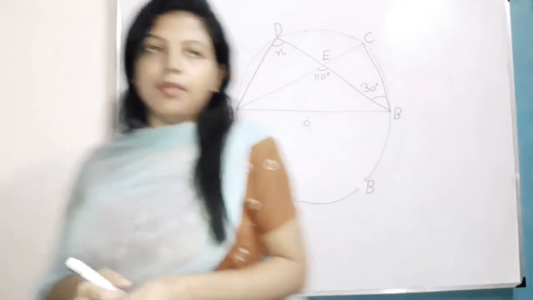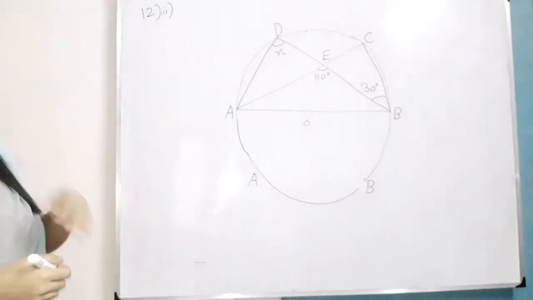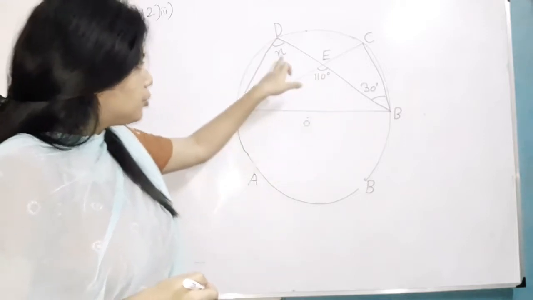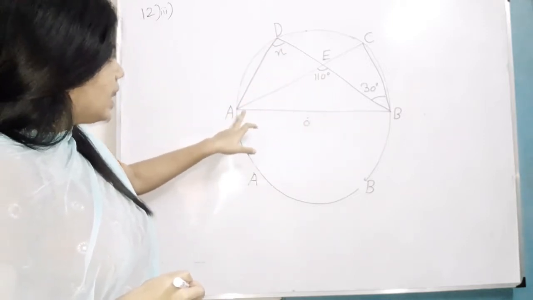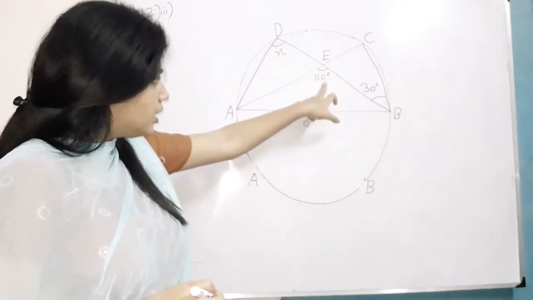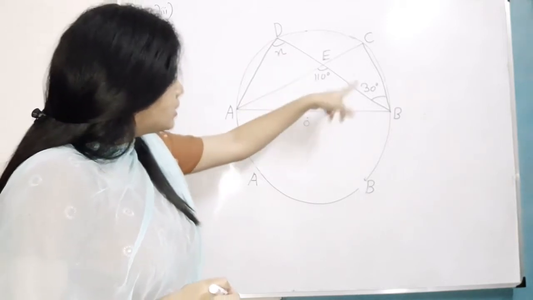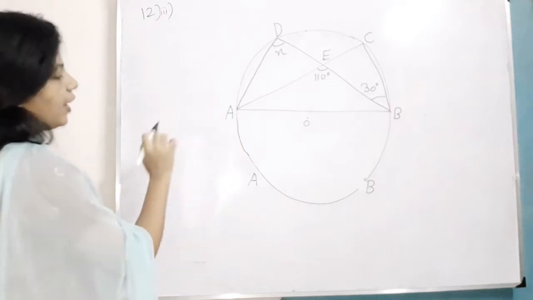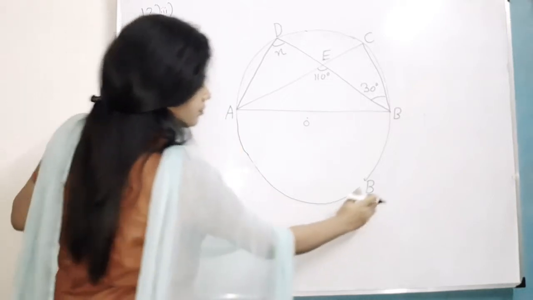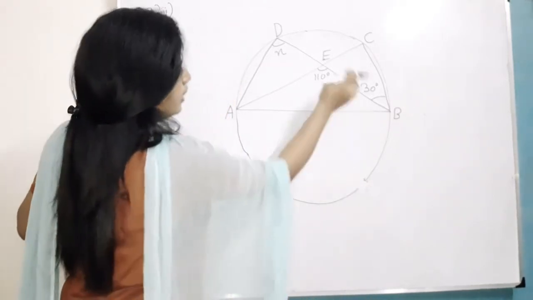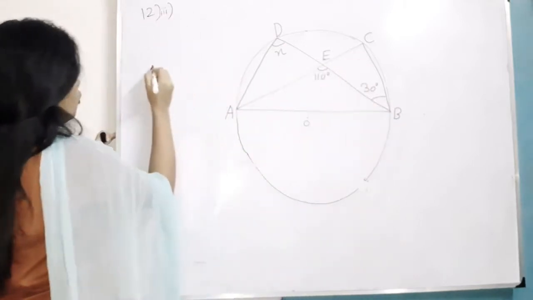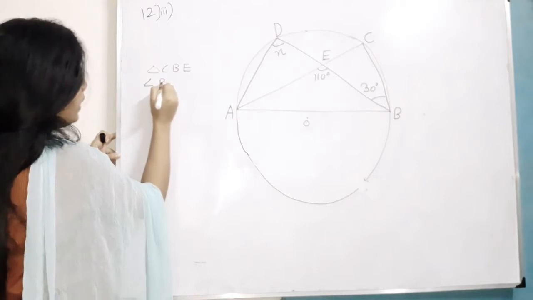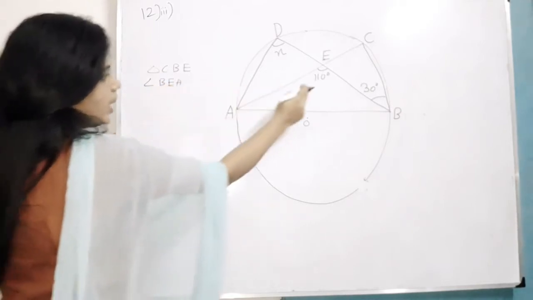Now this one is sum number 3. Angle ADB we have to find. It is given that angle AEB equals 110 degrees, angle CBE equals 30 degrees. Now what will I do at first? If I take the triangle CBE, with respect to triangle CBE, angle BEA is the exterior angle.